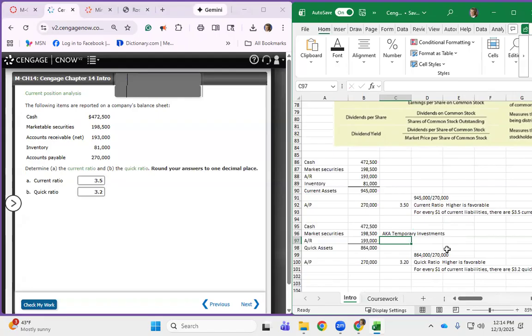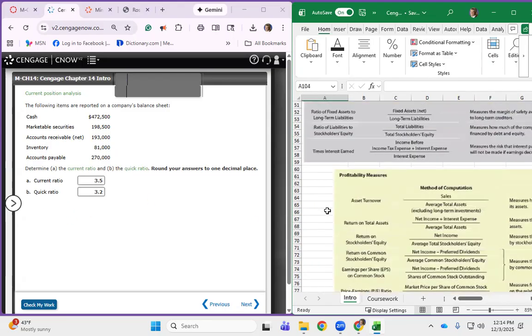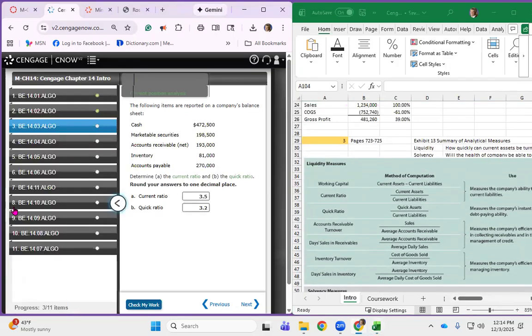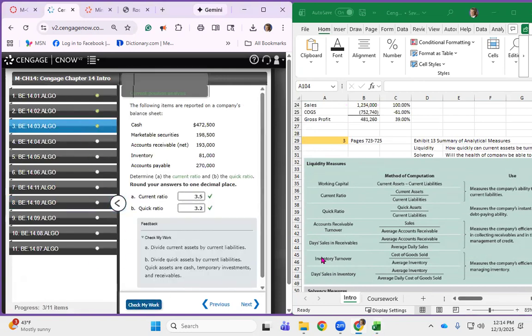So if you look at it in the book, it says temporary investments. So that's not saying temporary investments, is it? That's not the words they used. No, they should have used the same words every time, but they didn't. So they're just trying to make sure that you're well aware that that's what it can be called. You might have a test question about what are the quick assets. That would be an easy question for the test. Okay, so this was number 3. All right. So now I'm going to check my work and make sure it's right.